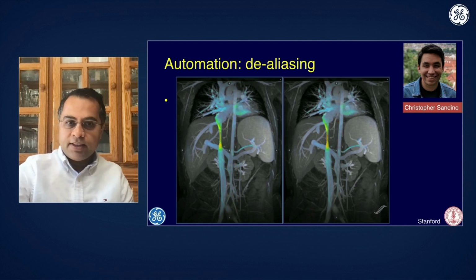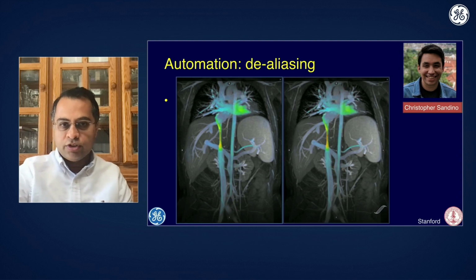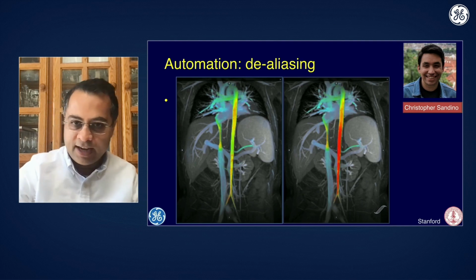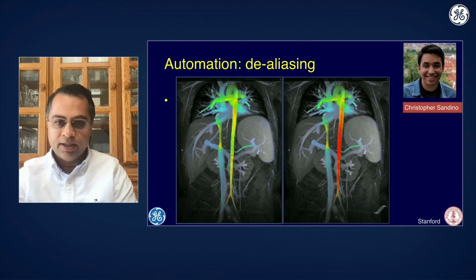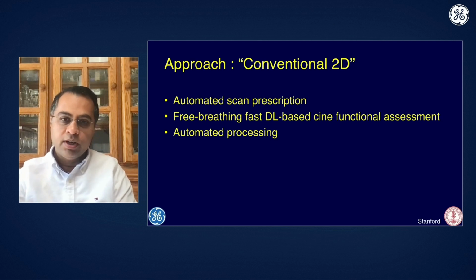There is an upcoming step of automation that's not quite there. This is some work from graduate student Christopher Sandino, who's in the Stanford labs. And this is around velocity unwrapping that is performed in an automated way. So this is not something that's readily available, but just a work in progress. So that was a quick look at a volumetric approach to an automated scan that's quite rapid.